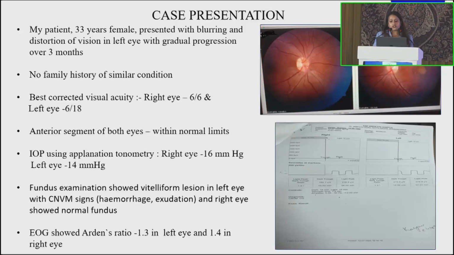IOP using applanation tonometry was done, and right eye showed 16 millimeter of mercury, left eye 14 millimeter of mercury. Fundus examination showed egg yolk-like vitelliform lesion in left eye with signs of CNVM like hemorrhage, exudation, and right eye showed an absolutely normal fundus. EOG showed Arden ratio of 1.3 in left eye and 1.4 in right eye.